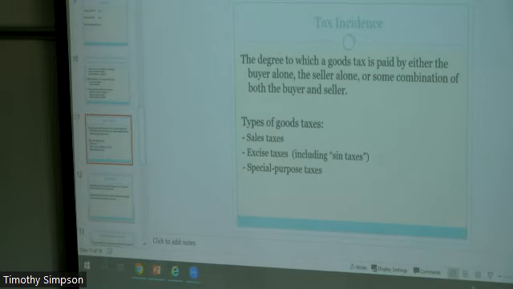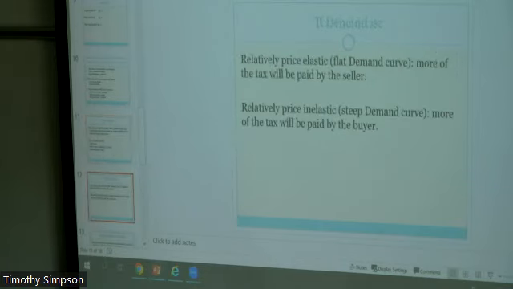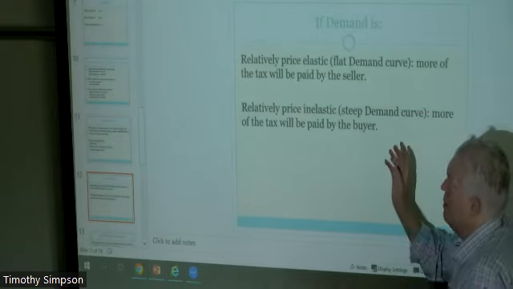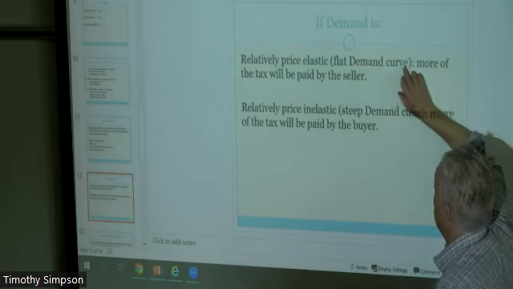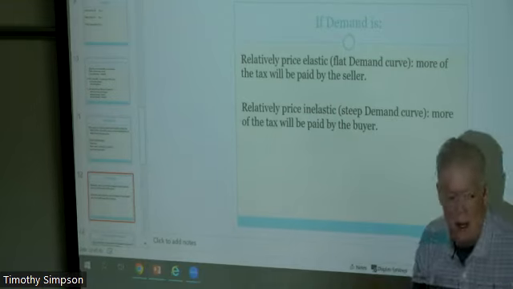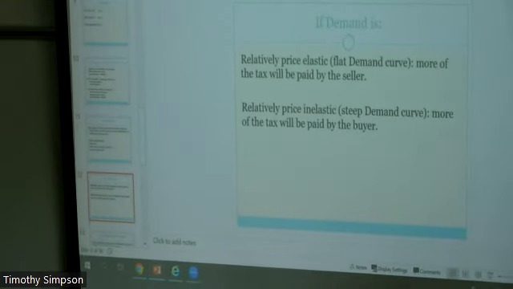So what about tax incidence? I have sort of alluded to this, but let's talk about what the main issue is, and it goes back to the topic of price elasticity of demand. If the demand is relatively price elastic, then it's a flat demand curve, and more of the tax will be paid by the seller. So in any kind of tax in which the buyer is very sensitive to the price, it tends to be paid by the seller.